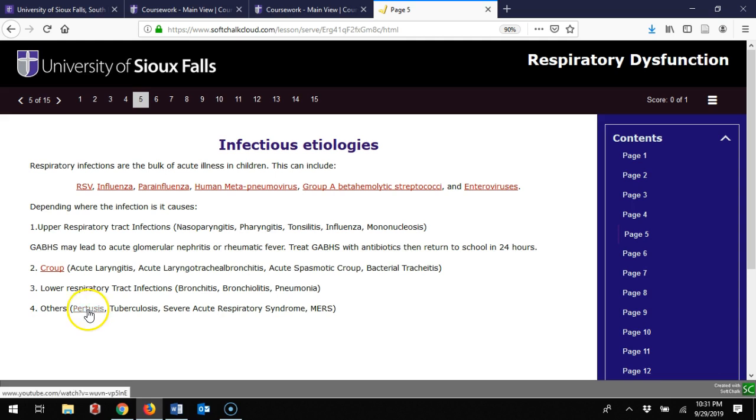So this can run its course. For treatment of pertussis, we can give azithromycin. This tends to shorten the course only, and doesn't necessarily make the signs and symptoms for that particular patient any better. Other things that you'll see would be tuberculosis, just like in the adult world.